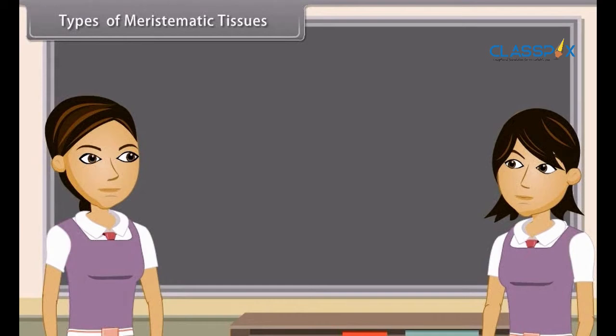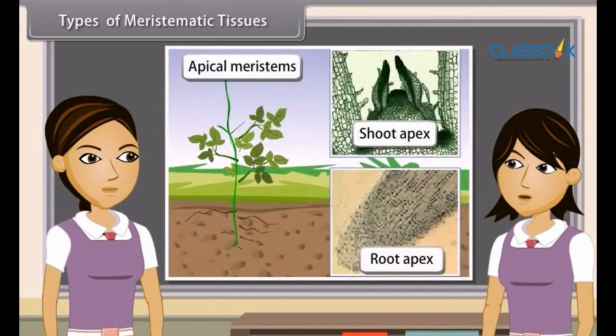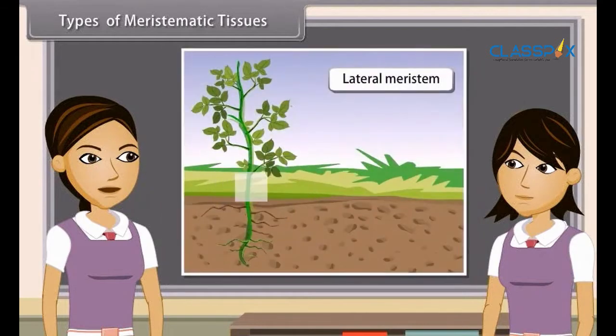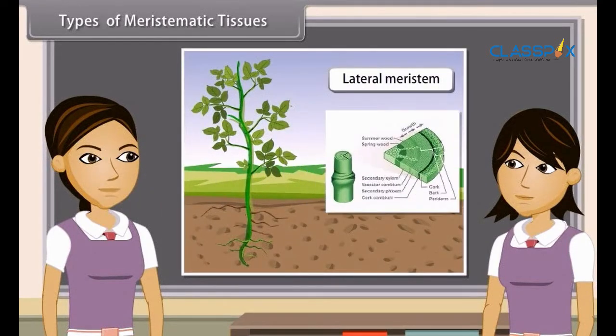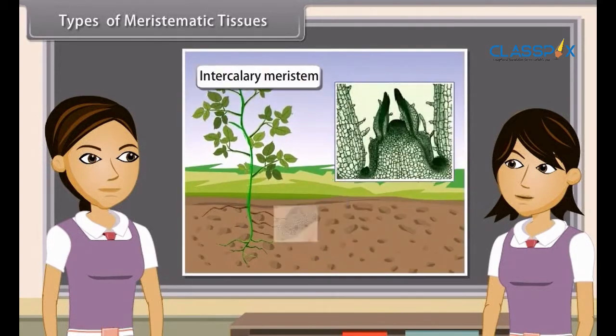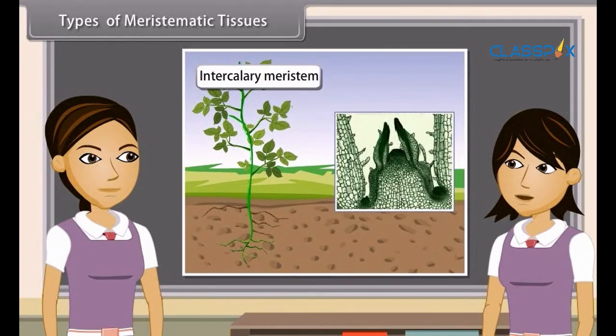Types of meristematic tissues. Depending on the region where they are present, meristematic tissues are classified as apical, lateral and intercalary. The tissues present in the growing tips of stems and roots are known as apical meristem. The tissues present on the lateral side of roots and stems are lateral meristem. The tissues which lie at the base of internodes of the stem are called intercalary meristem.